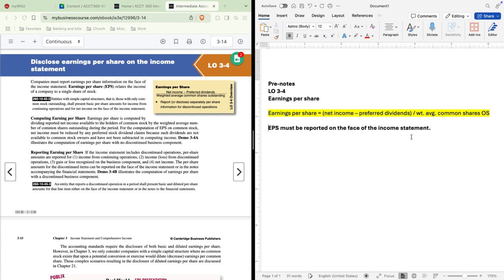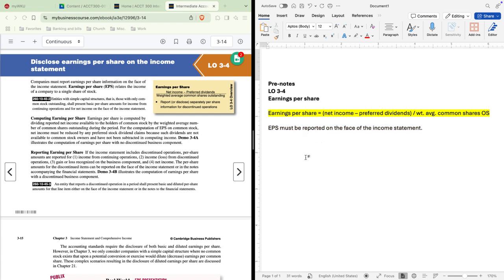On the other hand, if the professor says, you don't really need to know where earnings per share is reported, I'm not going to test you on that, then I might just strike through that with a line like that so that I just know, okay, that I had that in my notes, but that's not going to be on the exam. Or I might just delete it altogether, okay?